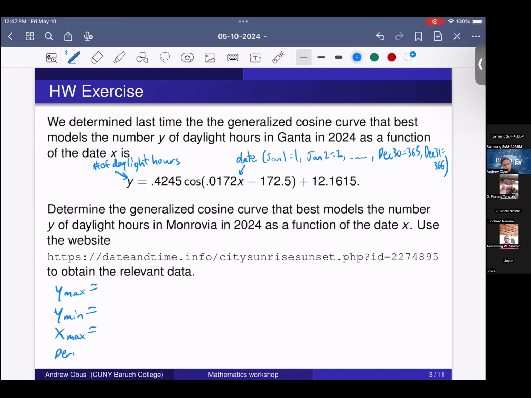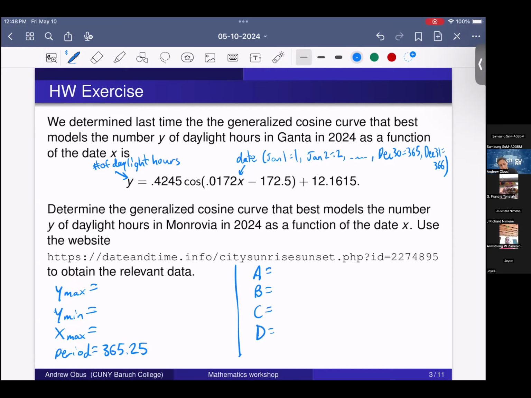And we want to know the period, and we already know what the period is. The period is 365.25, right? That's our good approximation for how many days it takes for the Earth to go around the sun. And then the daylight hours will cycle back after that. And from this, we're going to be able to figure out our A, B, C, and D.